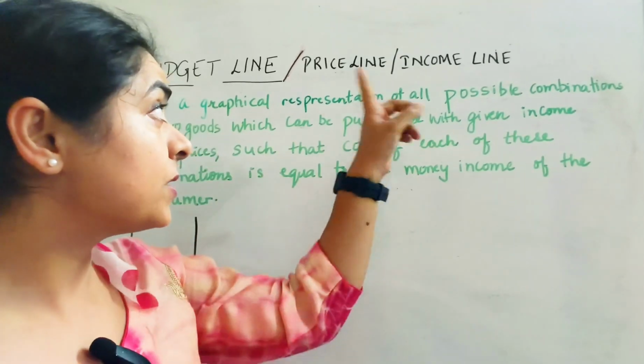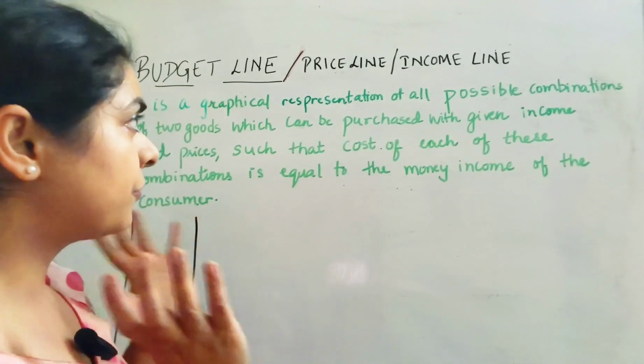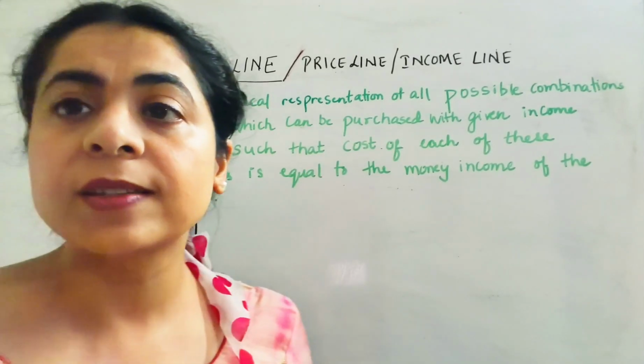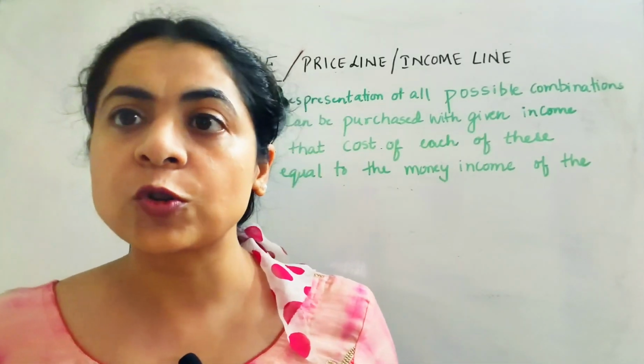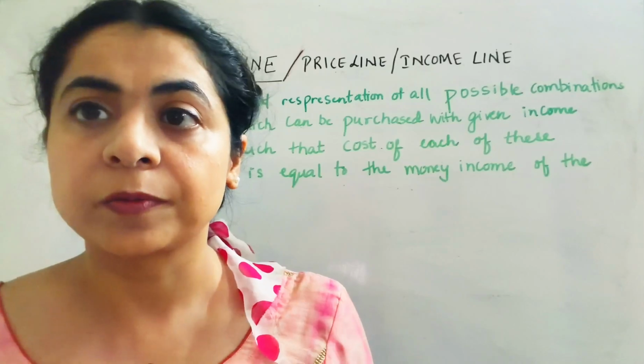Budget line is also known as price line or income line, and it shows different combinations of two goods which can be purchased by the consumer within his given income. The concept of budget line is also used to study consumer's equilibrium using indifference curve.